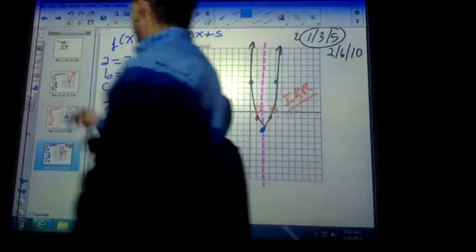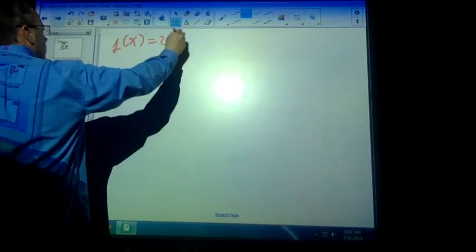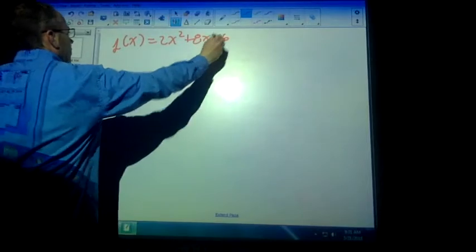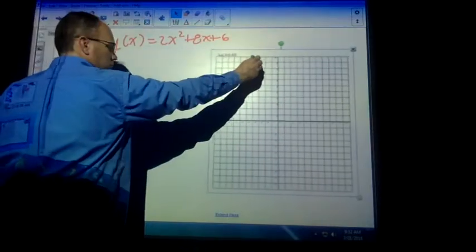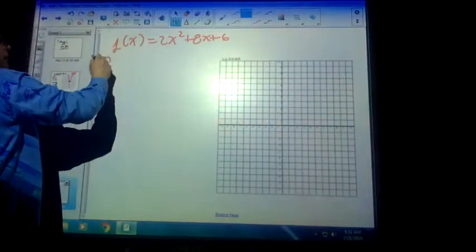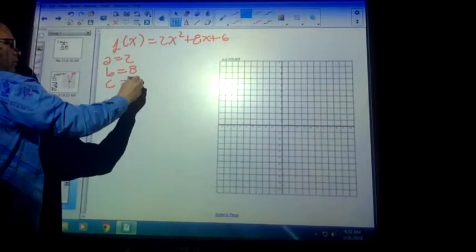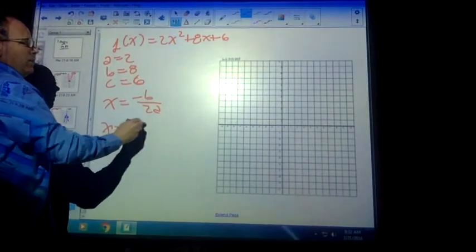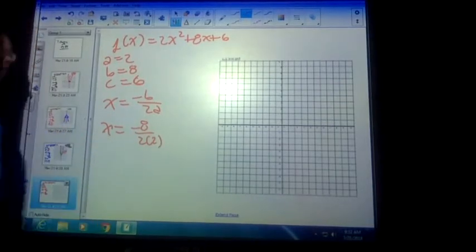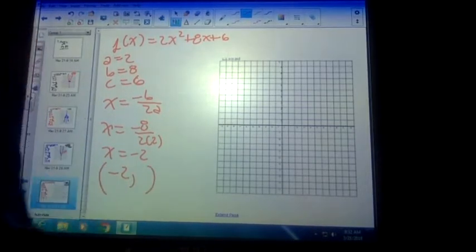Number 4, what does it say? F of x equals 2x squared plus 8x plus 6. Okay. So my a value is 2, my b value is 8, my c value is 6. X equals negative b over 2a. So I get negative 8 over 2 times 2. 2 times 2 is 4, so what's negative 8 over 4? Negative 2, sweet. So my vertex is at negative 2 comma something.